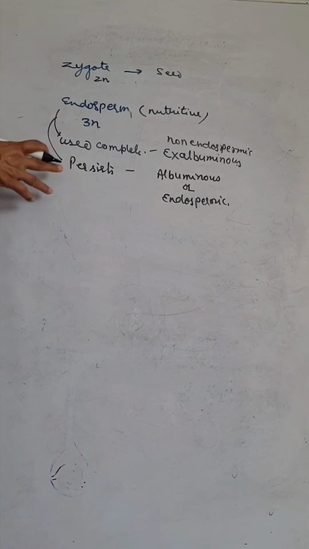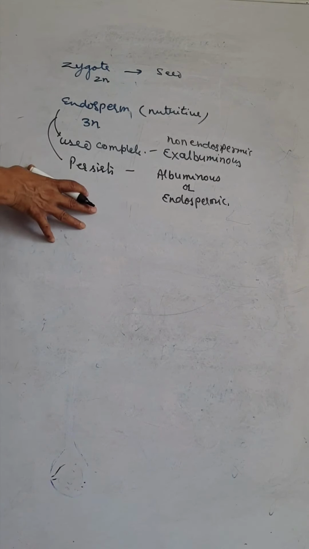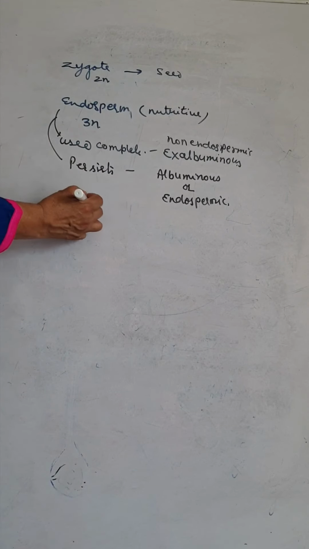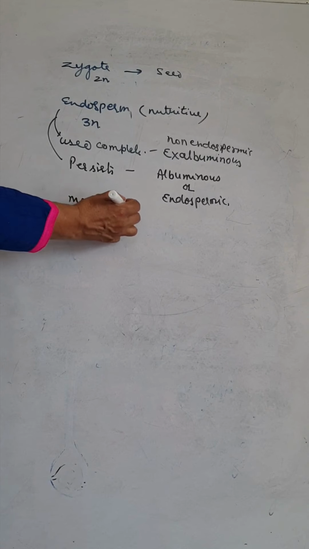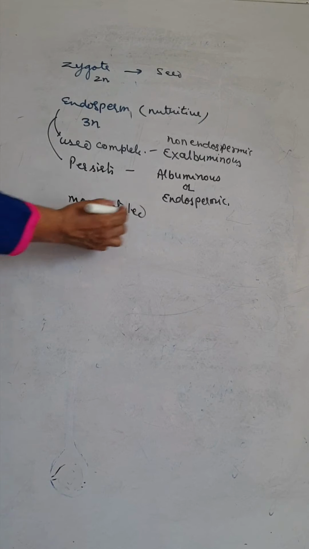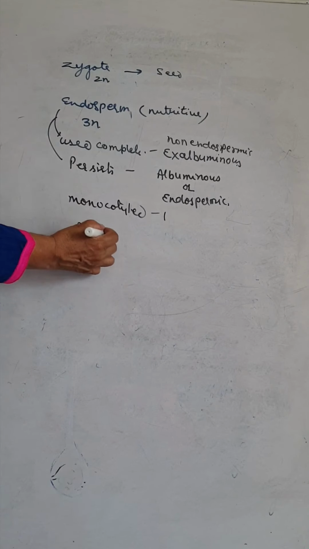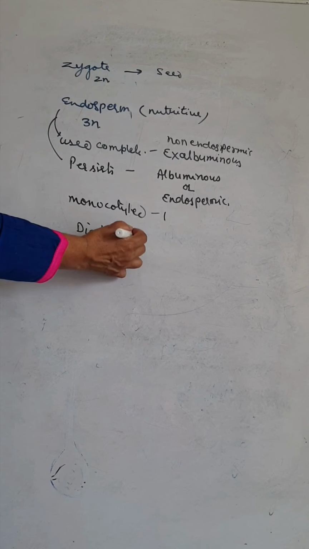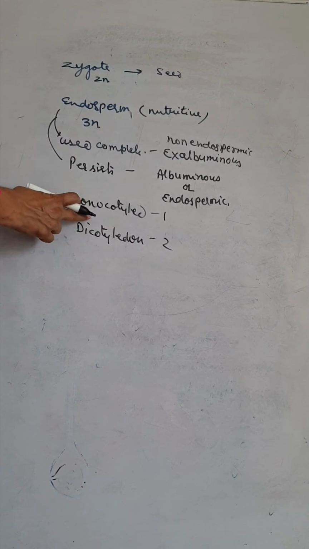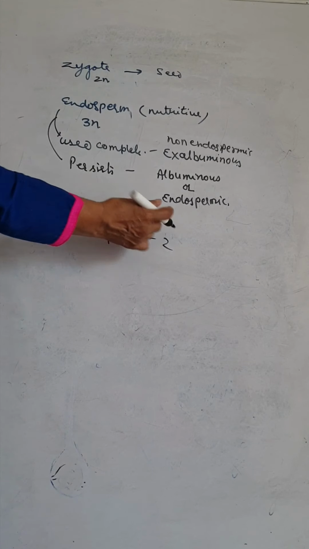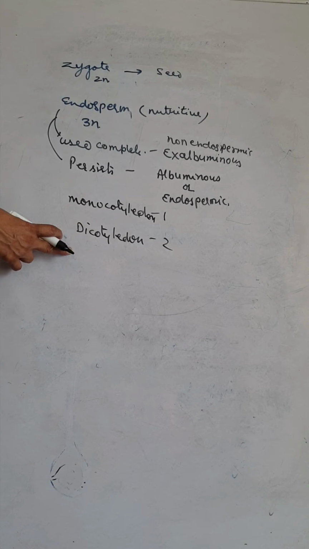And the seed, when it forms, may be monocotyledon if one cotyledon is there, and if two cotyledons are there, it is called a dicotyledon seed. So on the basis of the presence of cotyledons, the seeds are of two types, the monocotyledon and the dicotyledon.